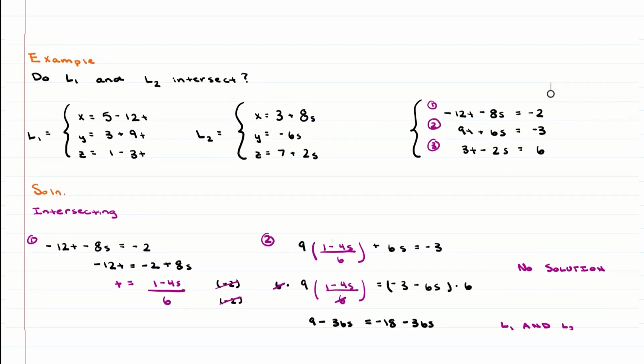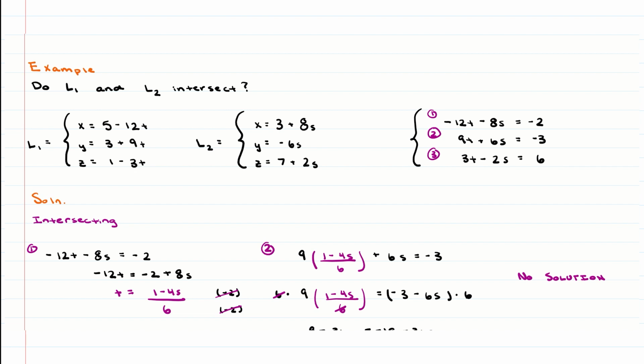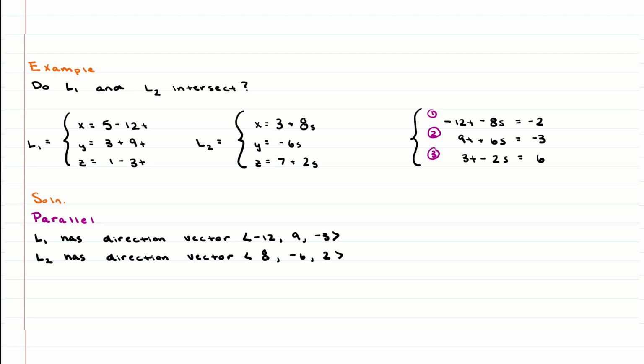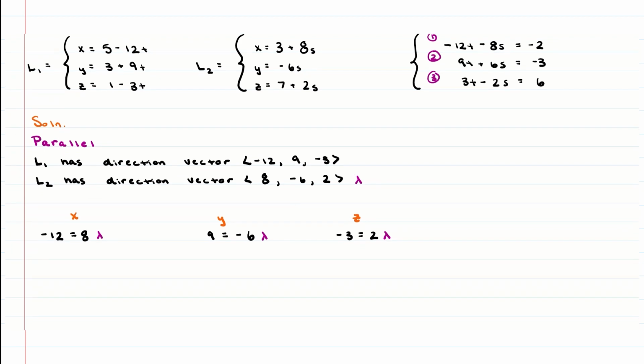So now that we know that L1 and L2 do not intersect, we'll move on to testing if they're parallel. We'll start with writing their direction vectors. So L1 has a direction vector of negative 12, 9, negative 3, and L2 has the direction vector 8, negative 6, 2. And L1 and L2 are parallel if these two direction vectors are scalar multiples of one another. So in order to determine if there's a scalar that relates these two vectors, I'm going to multiply L2 times lambda. And then I'm going to set the x's, y's, and z's in the two direction vectors equal to one another. So at this point, we're going to solve for lambda to see if we get the same value for lambda for x, y, and z.